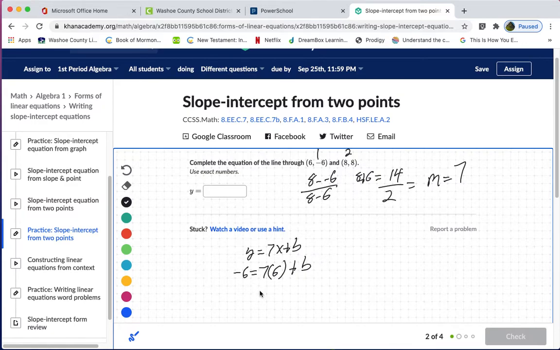6 times 7 is 42. So let's subtract 42 from both sides. And b then equals, okay, -6 minus 42 is -48. 7 times 6 is 42. 42 minus 42 is 0, so -48 equals b. And y equals 7x minus 48.